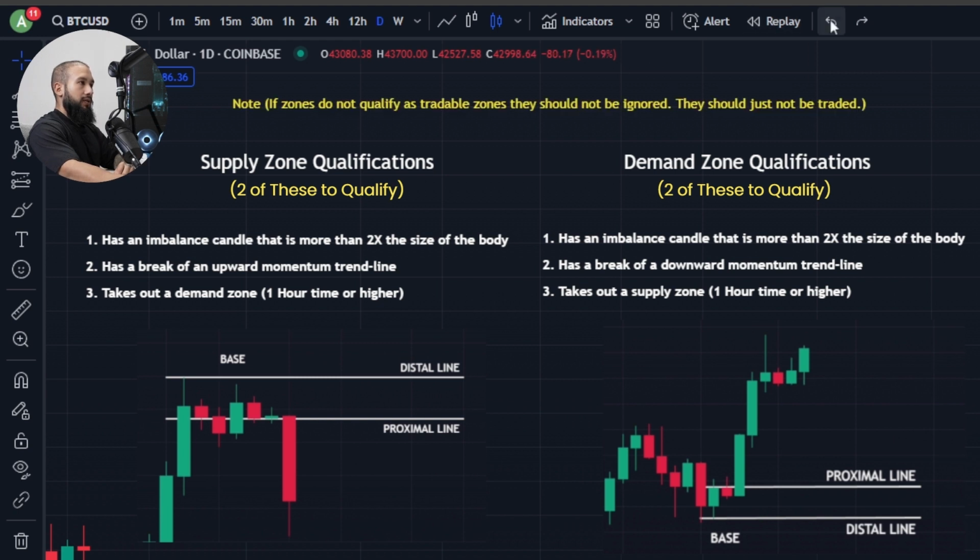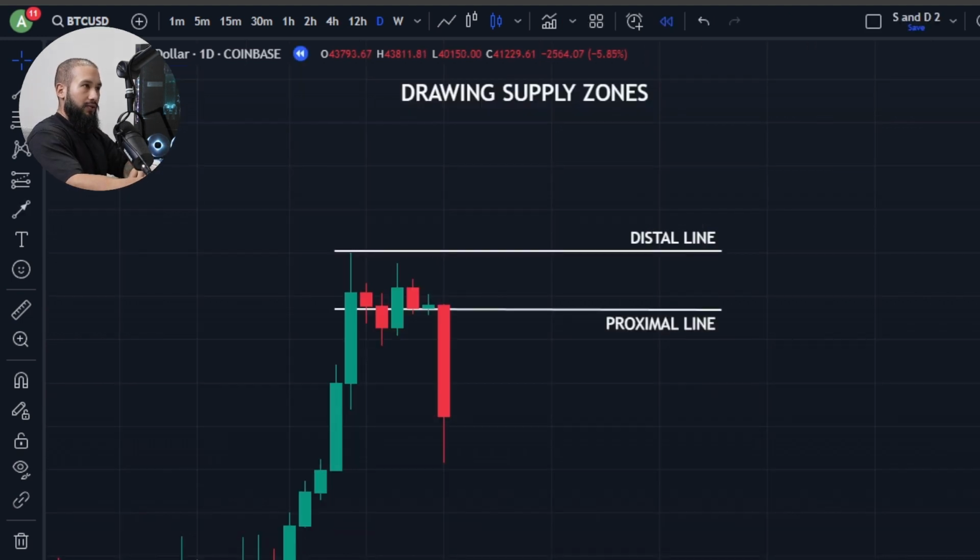Also, something to note is that if zones do not qualify under these qualifications as good tradable zones, they should not be ignored. They just should not be traded because, again, it's going to be hard to predict price action with accuracy. After qualifying our zones, we want to focus on being as accurate and conservative as we can when it comes to drawing our zones, because it will help us with giving us the best trade setups.